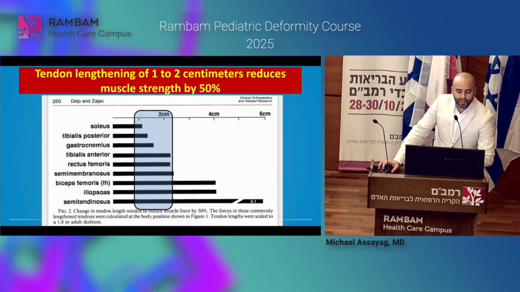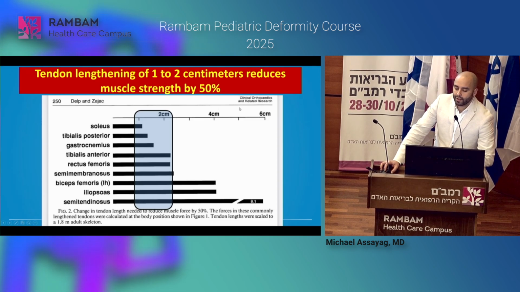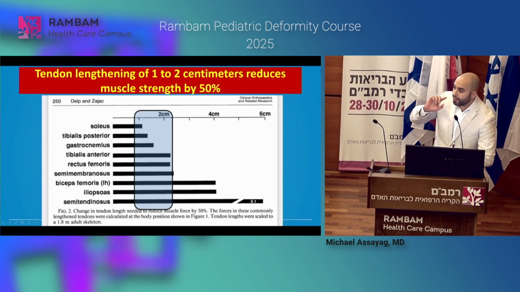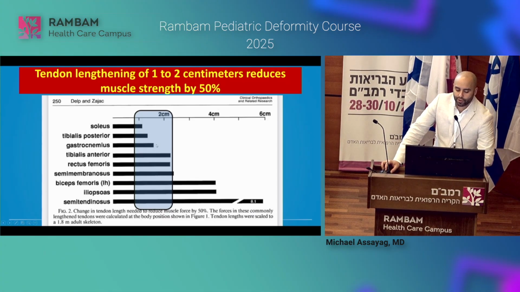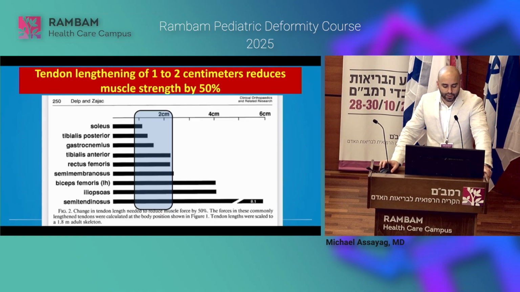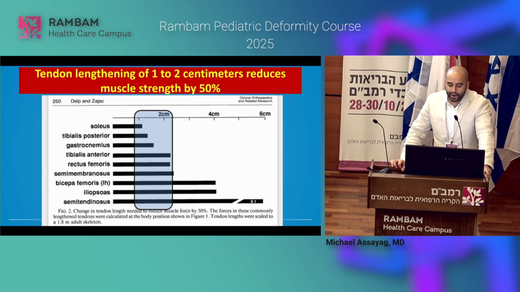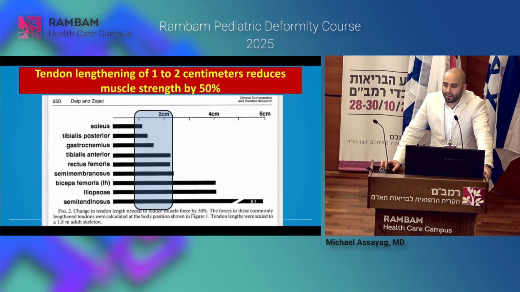This graph illustrates how much lengthening of a tendon, sometimes just 1 to 2 centimeters for most of these muscles, can reduce muscle strength permanently by 50%. And all these muscles, the soleus, the tibialis posterior, the gastrocnemius, the tibialis anterior, all around the foot, and the rectus femoris and semimembranosus around the thigh, don't require that much lengthening to weaken permanently. And these patients might lose push-off, have difficulty running, inability to jump, going up and down the stairs, and I think it's a catastrophe.